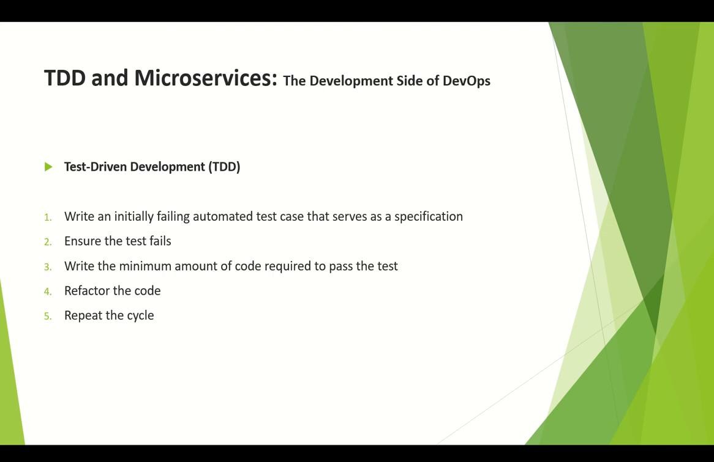Test driven development is a software development practice that requires software engineers to write automated tests before they even write the actual code that will be verified by the tests. With TDD, the software engineer follows a short development cycle: write an initial failing automated test case that serves as a specification, ensure the test fails, write the minimum amount of code required to pass the test, then refactor the code and repeat the cycle.